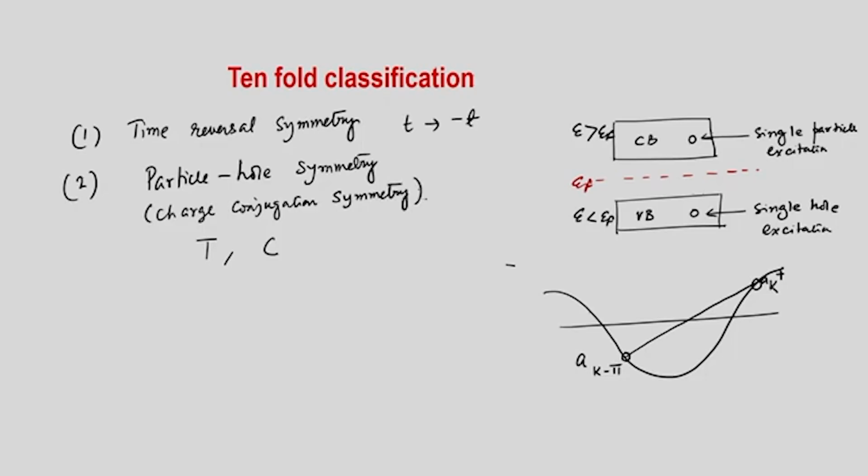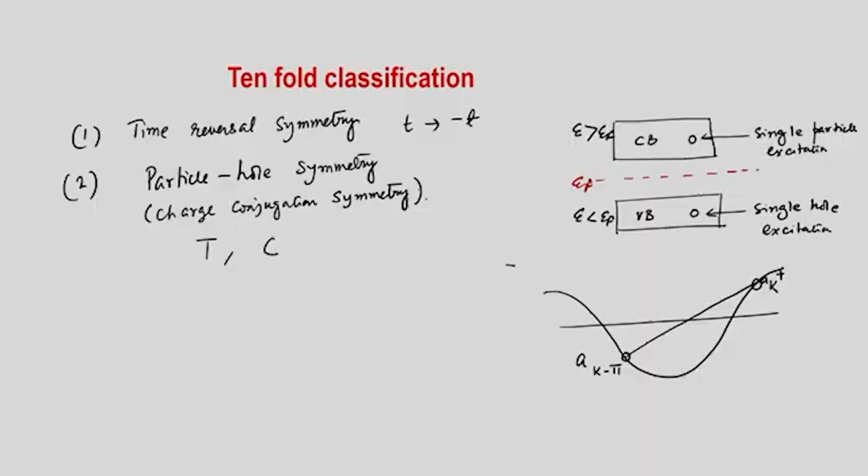So this T and C are the ones that we are going to talk about, and in various situations we have talked about how T acts on a Hamiltonian which is of the form of a Dirac Hamiltonian, say d dot sigma, and how T acts on each of the components of d and how the Hamiltonian gets transformed.